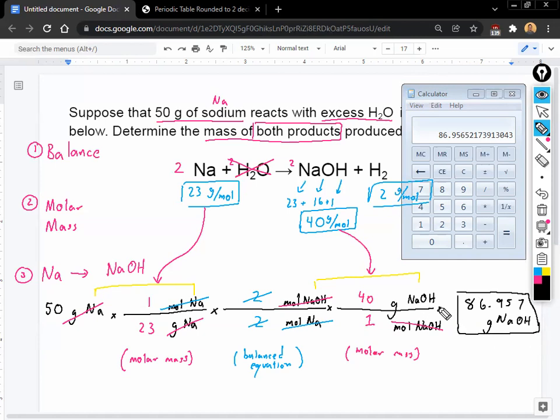So there you go. That is your first dimensional analysis. But since we're trying to do both products, you're going to have to do it one more time in order to find H2.